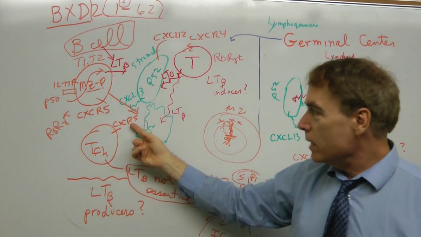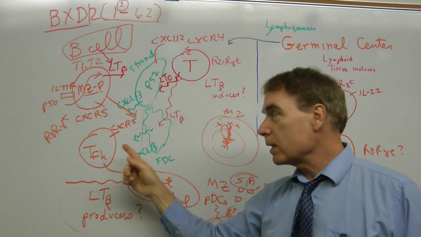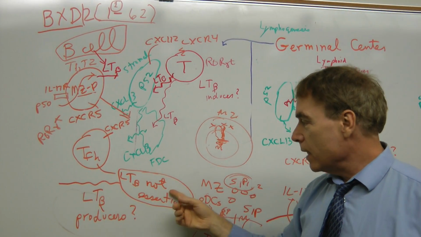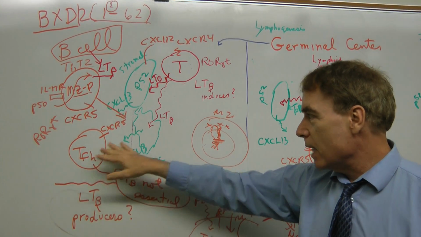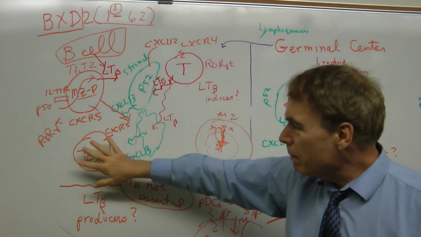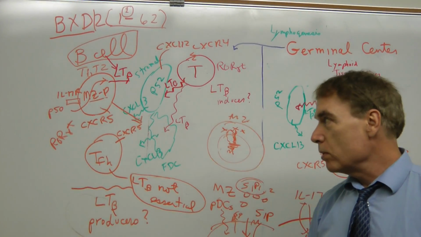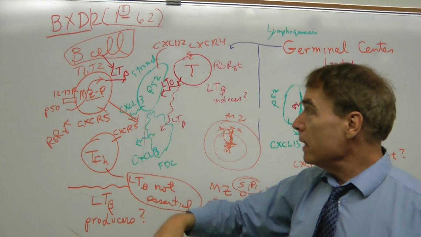One other interesting thing is CXCR5 was also expressed on T follicular helper cells. But I think he said lymphotoxin beta is not essential for that interaction. So probably you don't want to put T follicular helper cells into the category of a lymphoid tissue inducer cell. But the B cell may be like that.